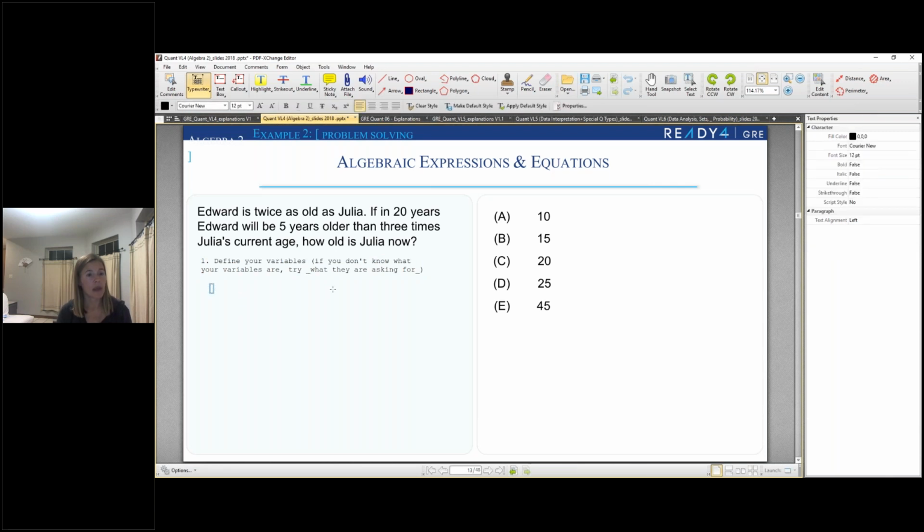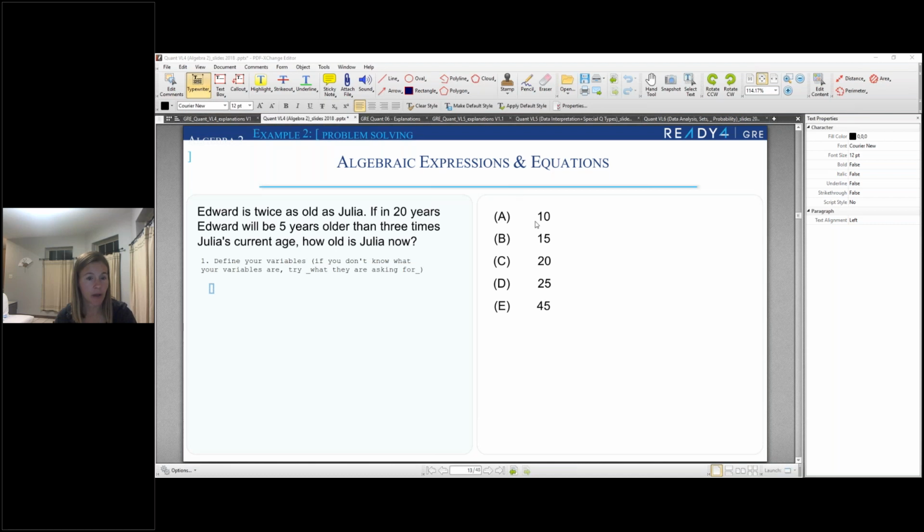So, Edward is twice as old as Julia. If in 20 years, Edward will be 5 years older than 3 times Julia's current age, how old is Julia now? Okay, that's a big, long, ugly sentence, right? What are our variables? Just start with what are our variables? Yeah, Julia and Edward's ages.